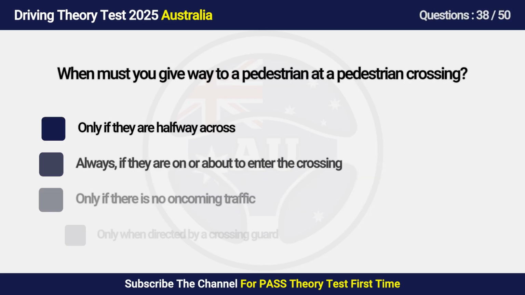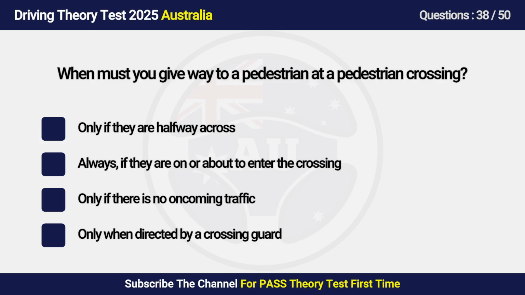Question 38. When must you give way to a pedestrian at a pedestrian crossing? A. Only if they are halfway across. B. Always if they are on or about to enter the crossing. C. Only if there is no oncoming traffic. D. Only when directed by a crossing guard.